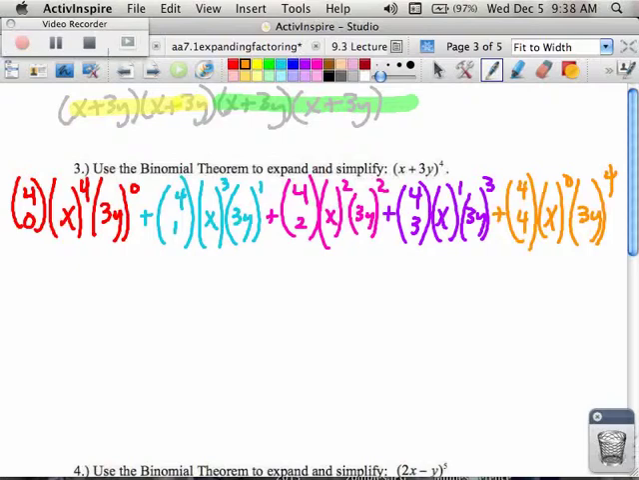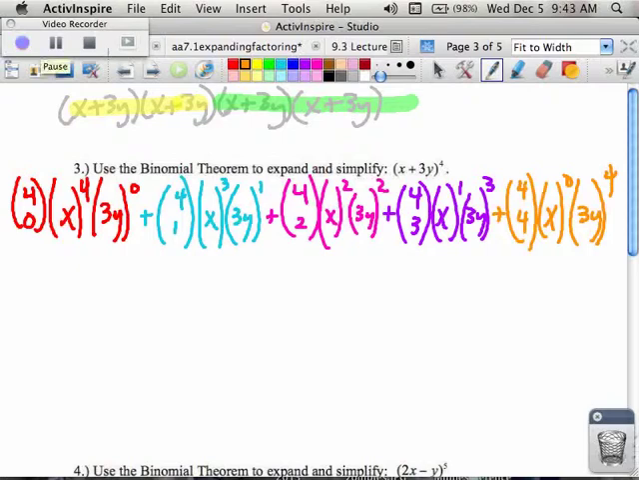Look at the powers on the second parentheses. The exponent always starts with the exponent and always goes down to 0. The third parentheses always starts with 0 and always goes up to the exponent. Look at the sum of the 2 exponents of the second and third parentheses. They always add up to 4, which is the exponent. I'm going to give you some time now to write, and then we'll finish the problem.